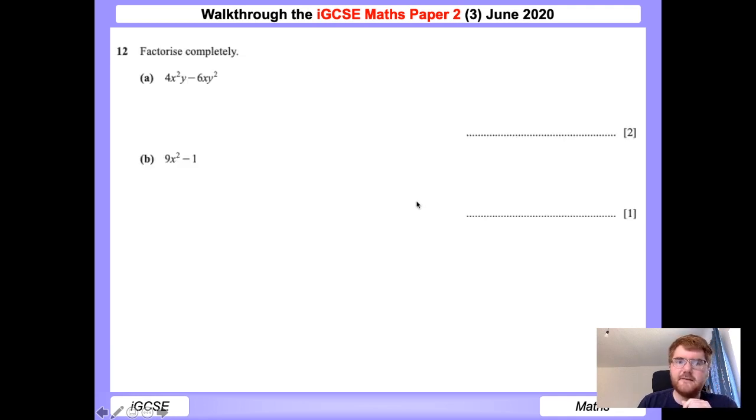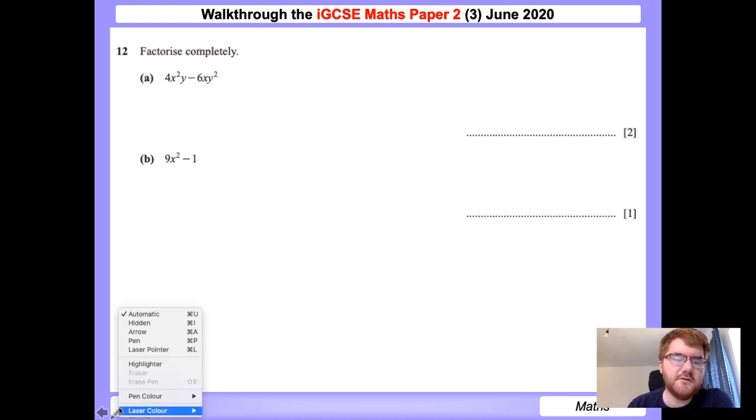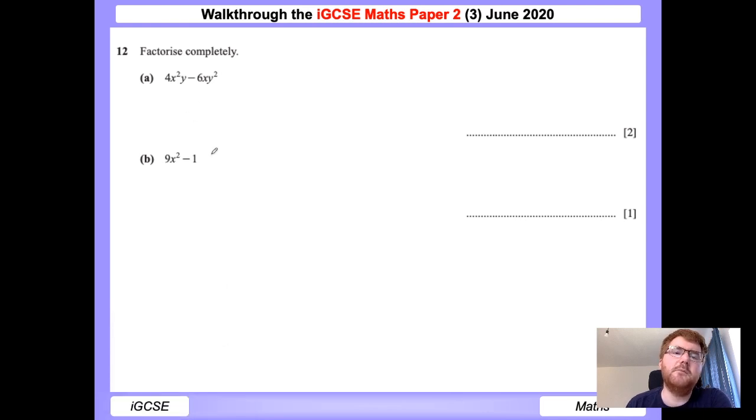Question 12 is a nice factorising question. So we want to factorise completely the following expressions. Generally the structure of these questions is the first one is a single bracket and the next one is a double bracket. Generally that's how they structure these to work your way through from easier to hard. So the first thing we notice here is all the common factors. So we need to think the highest common factor of 4 and 6, that's going to be 2. The highest common factor of x squared and x is going to be x.